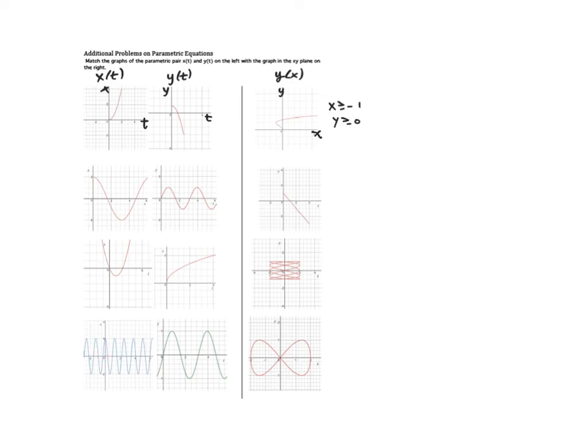X can only go down to negative 1. So x can only go this low. Remember, x is the vertical. Okay, so it looks like, unless I've misread it, this is the only case where x goes down to negative 1 only. Okay?